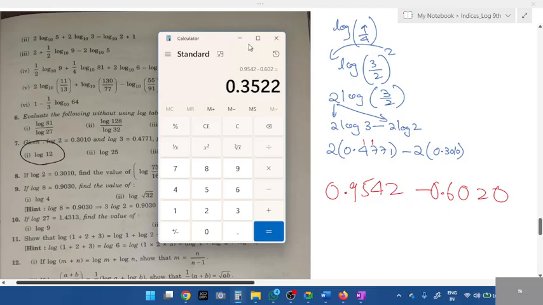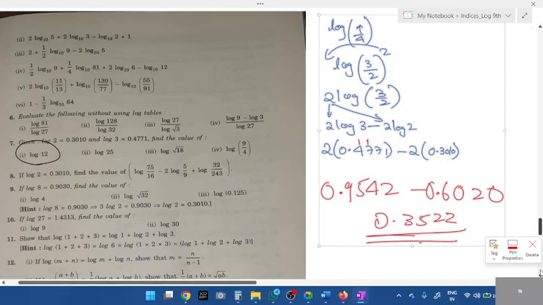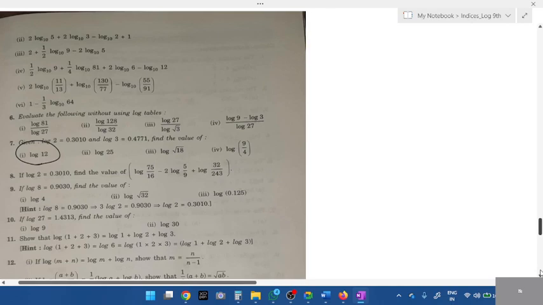All of you got this answer, 0.3522, students. Is it clear? Okay. Next question. If log 2 value is given, mute the call. All of you will mute the call.